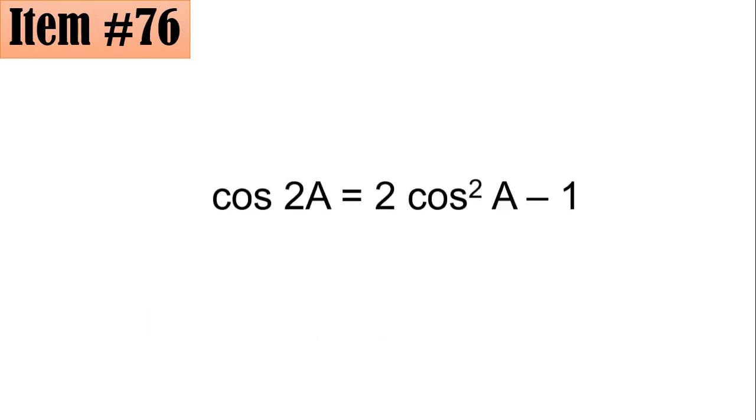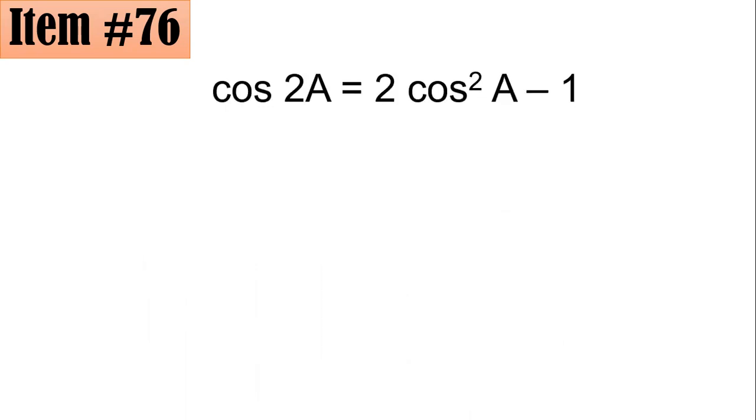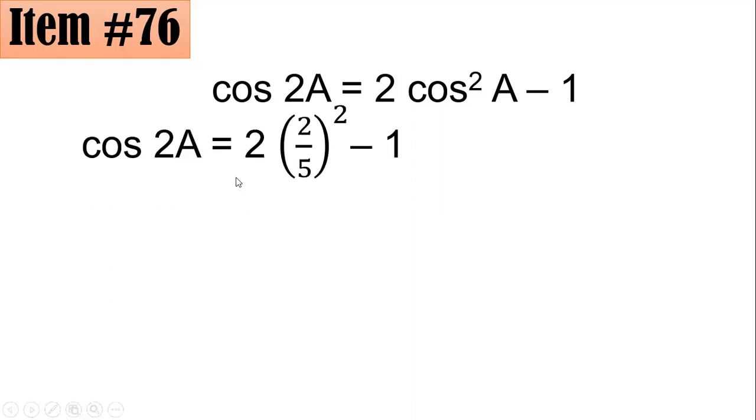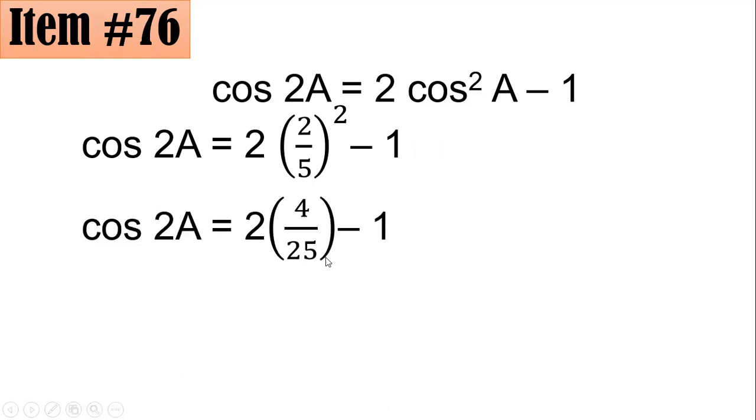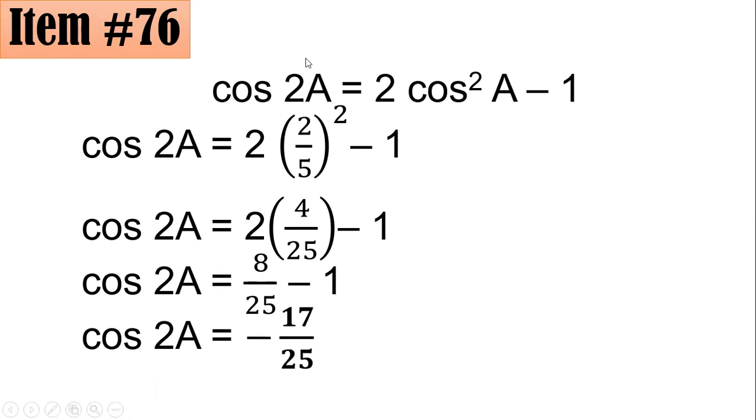Remember po natin that there is in fact a double angle identity for cosine 2A. If you know the value of cosine A, you can determine the value of cosine 2A using the identity cosine 2A is equal to 2 cosine squared A minus 1. Cosine squared A means you are going to square the value of cosine A. So since our cosine A is 2/5, by substitution, cosine 2A equals 2 times the square of 2/5 minus 1. The square of 2/5 is 4/25. 2 times 4/25 is 8/25. And 8/25 minus 1 will become negative 17/25.